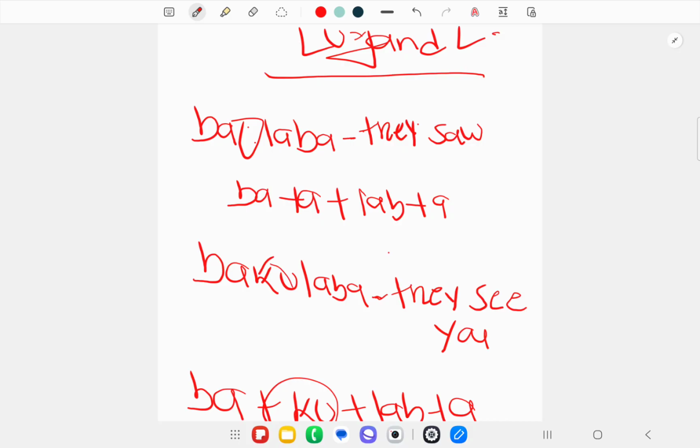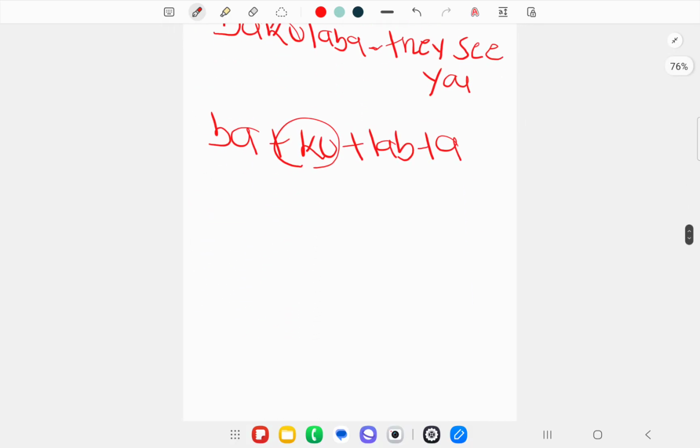So the rule is that a high vowel is released. If we pronounce bakulaba, the u sound in ku is a high vowel sound. So the rule is that a high vowel is released as a non-syllabic glide if it is followed by another vowel sound.